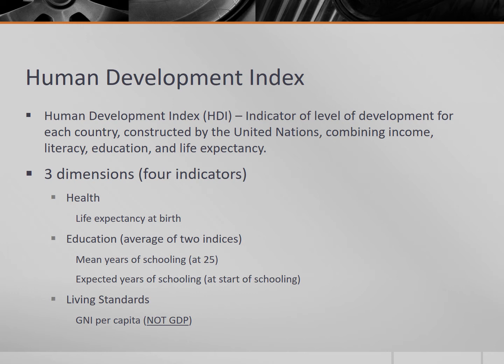On the other hand, some countries that are very rich in things like oil and other natural resources might rank higher in income than they do on the index. Qatar ranks first in the world when it comes to income, but they are only 32nd on the Human Development Index.